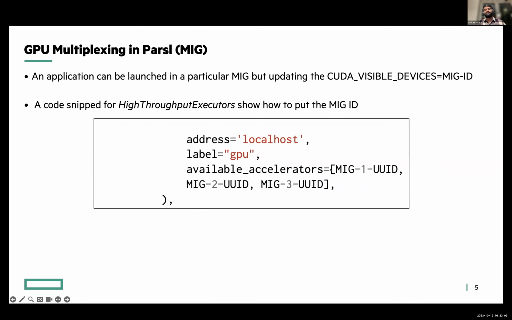And then, rather than putting a GPU ID there, the 0, 1, 2, 3, 4, you can just put a MIG ID, like MIG1, MIG2, or MIG3, whatever. And then the functions will just run on those particular MIGs.